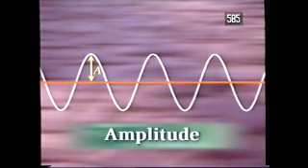The amplitude of the wave is defined as the maximum displacement of the water surface from its mean position. It's equal to half the peak to trough displacement of the wave, and it's usually denoted by a capital A.